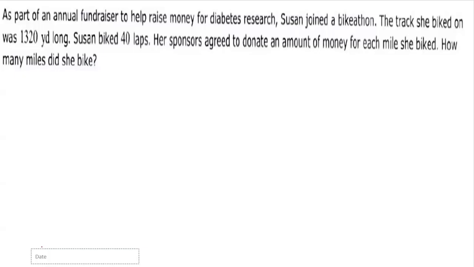It says, as part of an annual fundraiser to help raise money for diabetes research, Susan joined the bikeathon. The track she biked on was 1,320 yards long. Susan biked 40 laps. Her sponsors agreed to donate an amount of money for each mile she biked. How many miles did she bike?